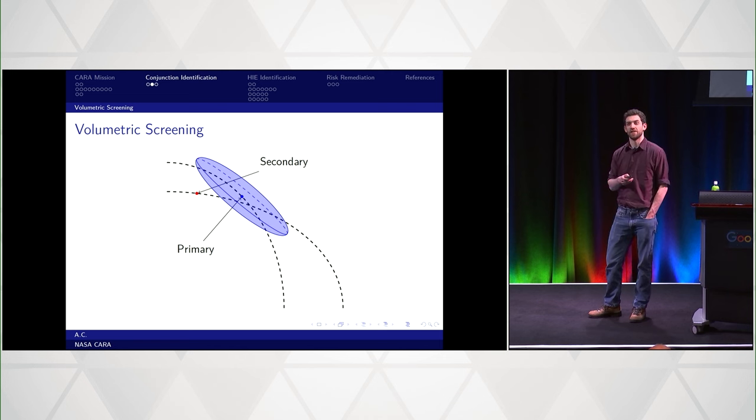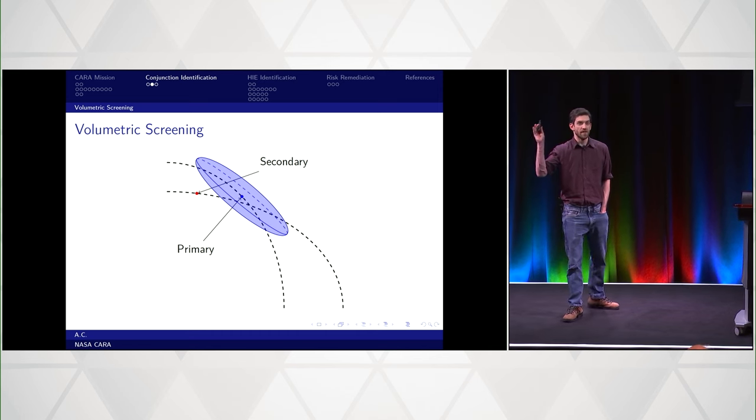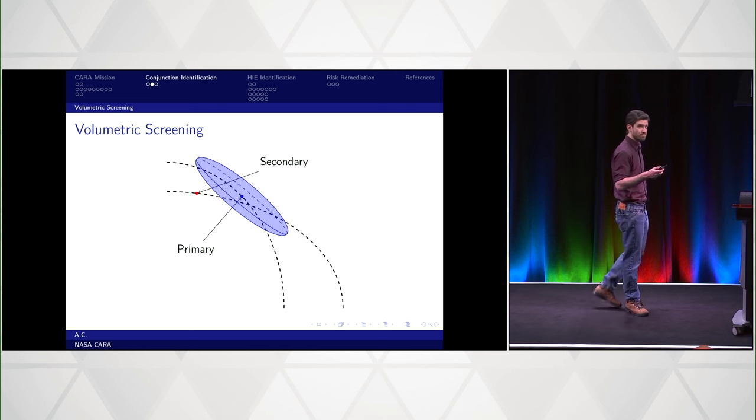Yeah, I think it's just barely big enough there. We have here pictured a primary object and a secondary object. The primary object is our mission payload. The secondary object is whatever is coming near to it, potentially, probably, again, debris.